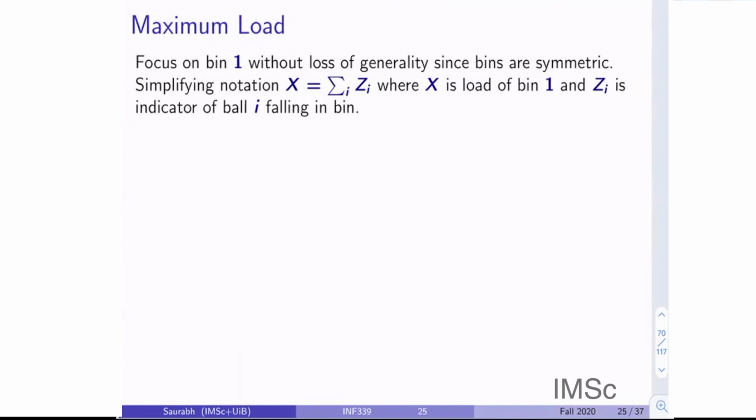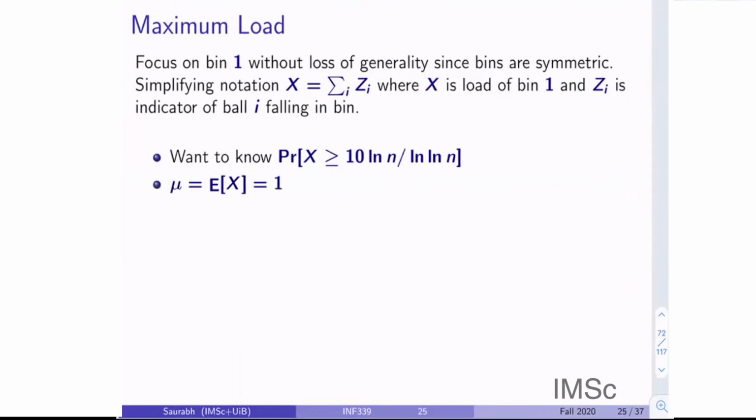That's it. And that is basically the union bound. So first, let's try to focus on bin 1. Since bins are symmetric, we can just focus on only one bin. We have simplified the notation where x is the load of bin 1 and zeta_i is the indicator of ball i falling in the bin. And we want to know the probability that x is greater than 10 ln n / ln ln n.